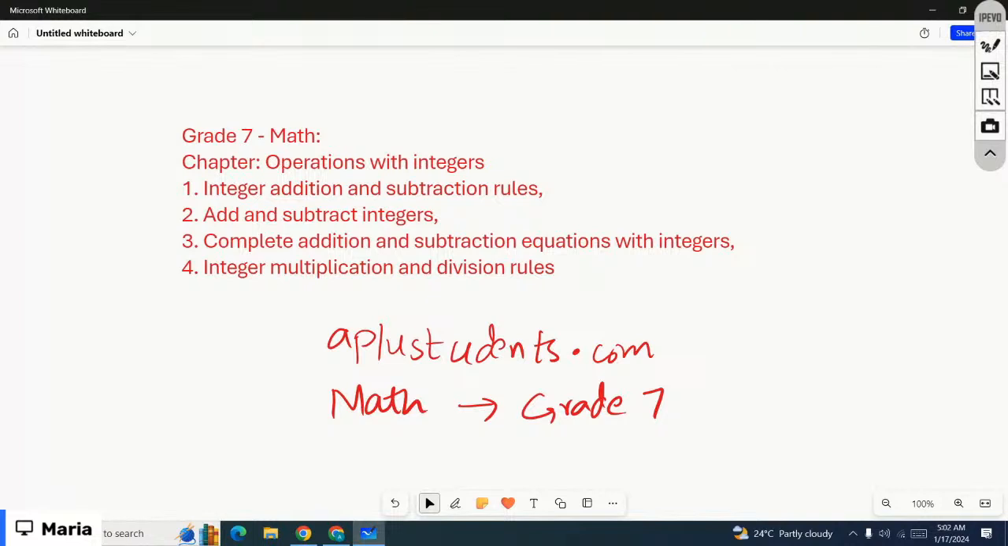We're going to start the chapter operations with integers, and the lessons we're going to cover today are integer addition and subtraction rules, add and subtract integers, complete addition and subtraction equations with integers, and integer multiplication and division rules. So please make sure you have your notebook and pencil so that you can note down the important examples and definitions as well. Let's just start with the lesson.